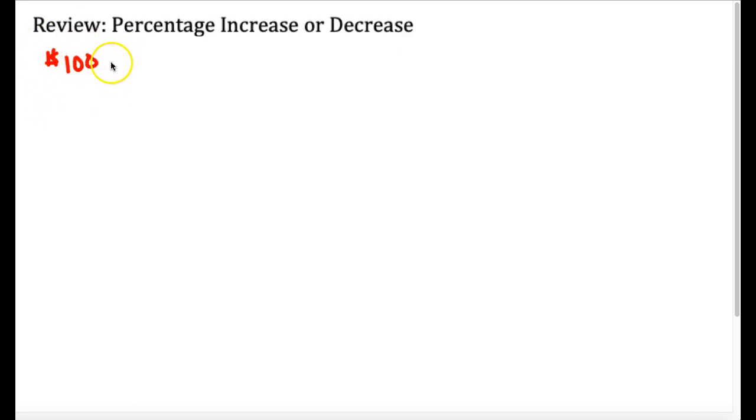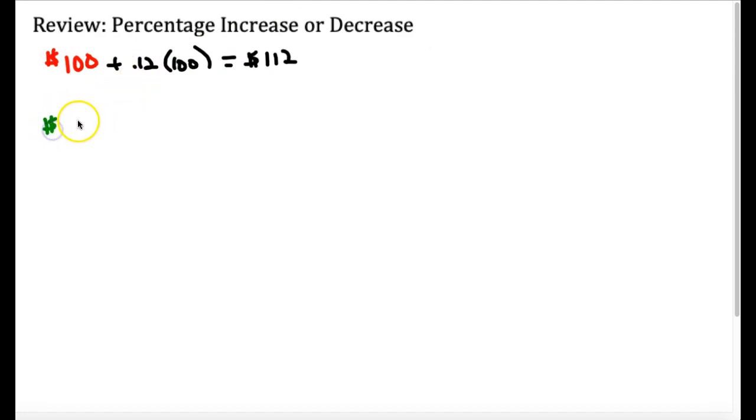What I would do to calculate that would be to say my new total is going to be my old total plus 0.12, right? 12% as a decimal is 0.12 times that principal amount. So 100 plus 0.12 times 100 would be 12. In this example, that's pretty easy to calculate. So $100 plus a 12% increase would be $112.